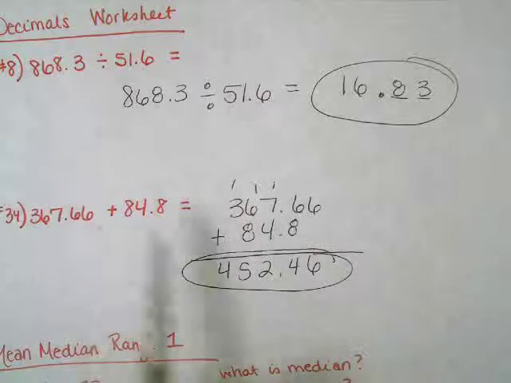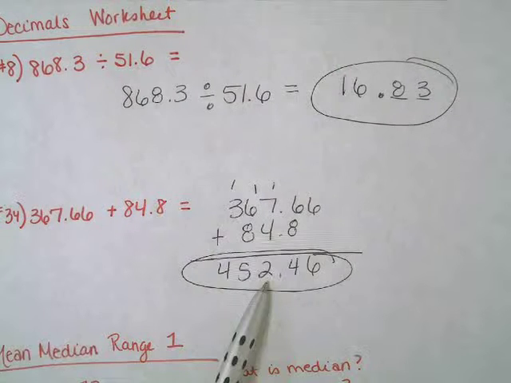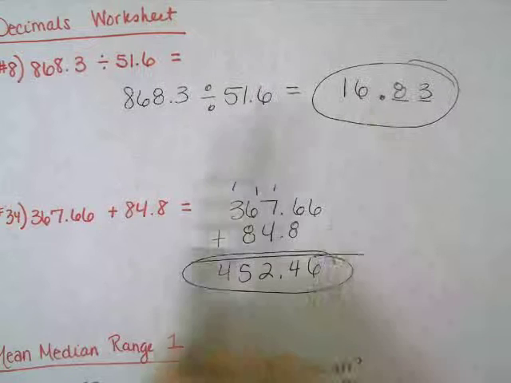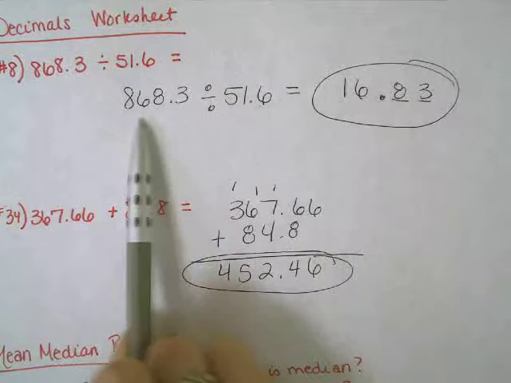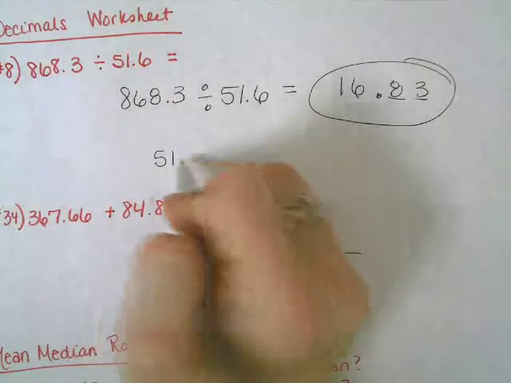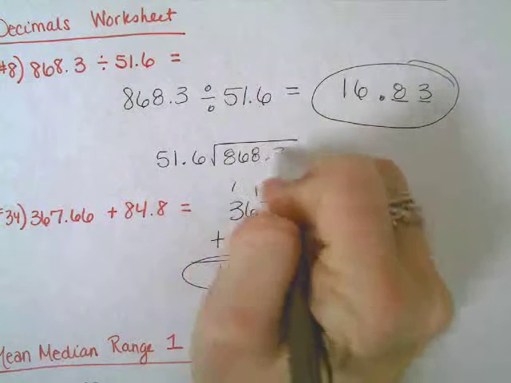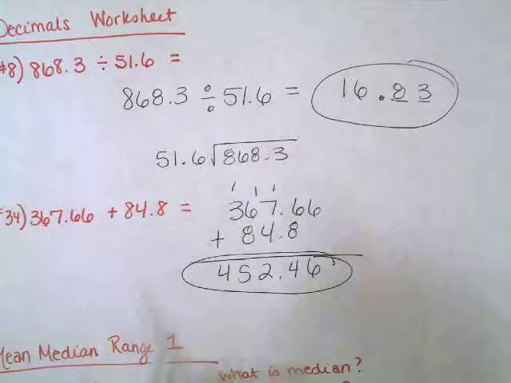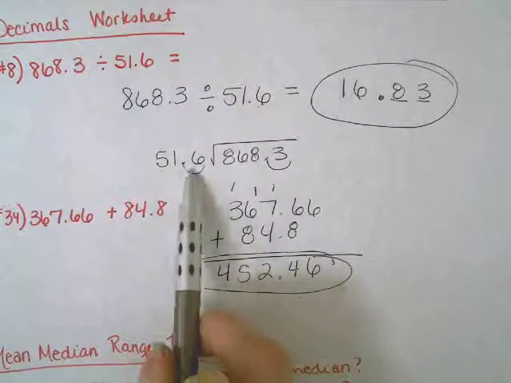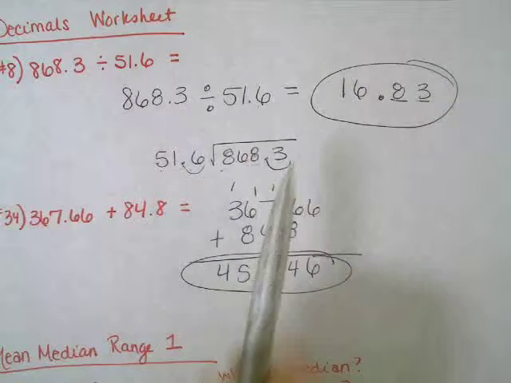I suggest you do adding and subtracting handwritten and check with your calculator. On division, I also suggest you at least do division up to the decimal place, so you make sure that your whole number is right. Okay, if we did it long ways, we'd move that, and divide 516 into 8,683.